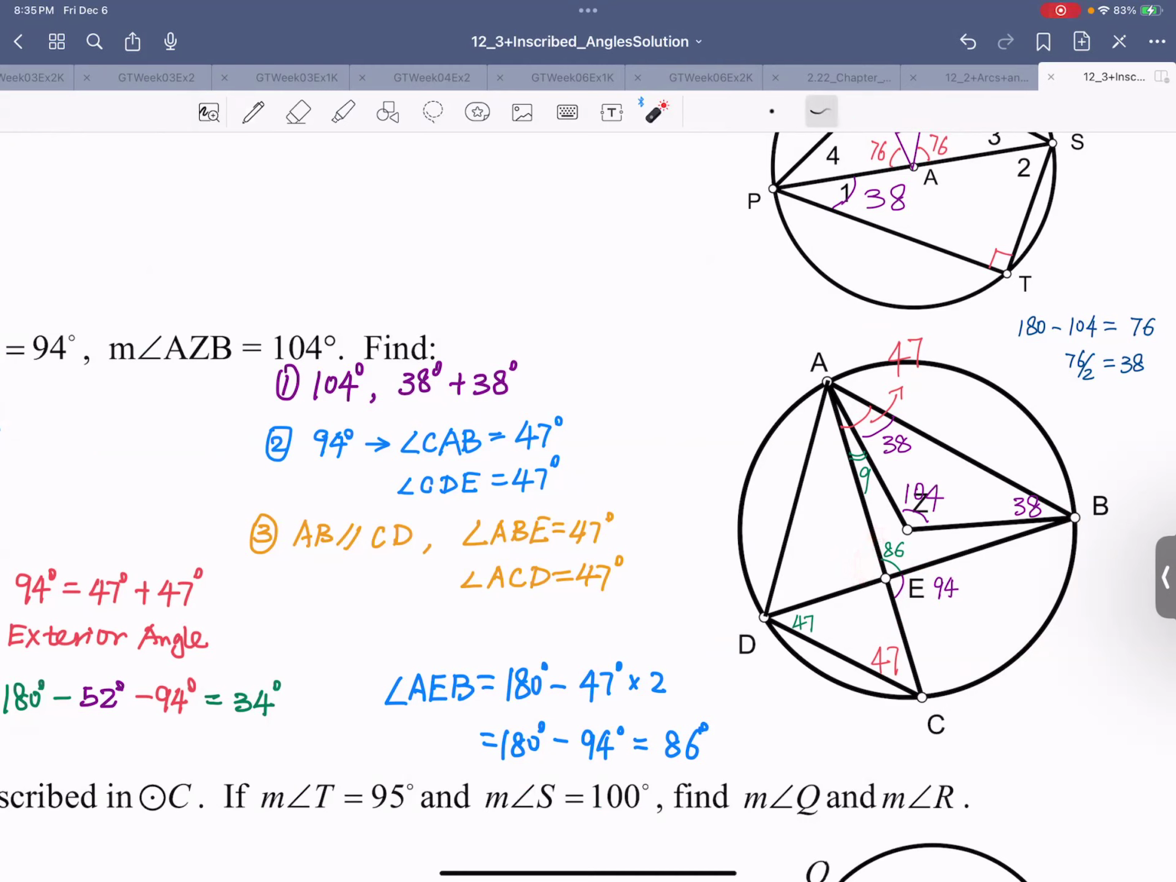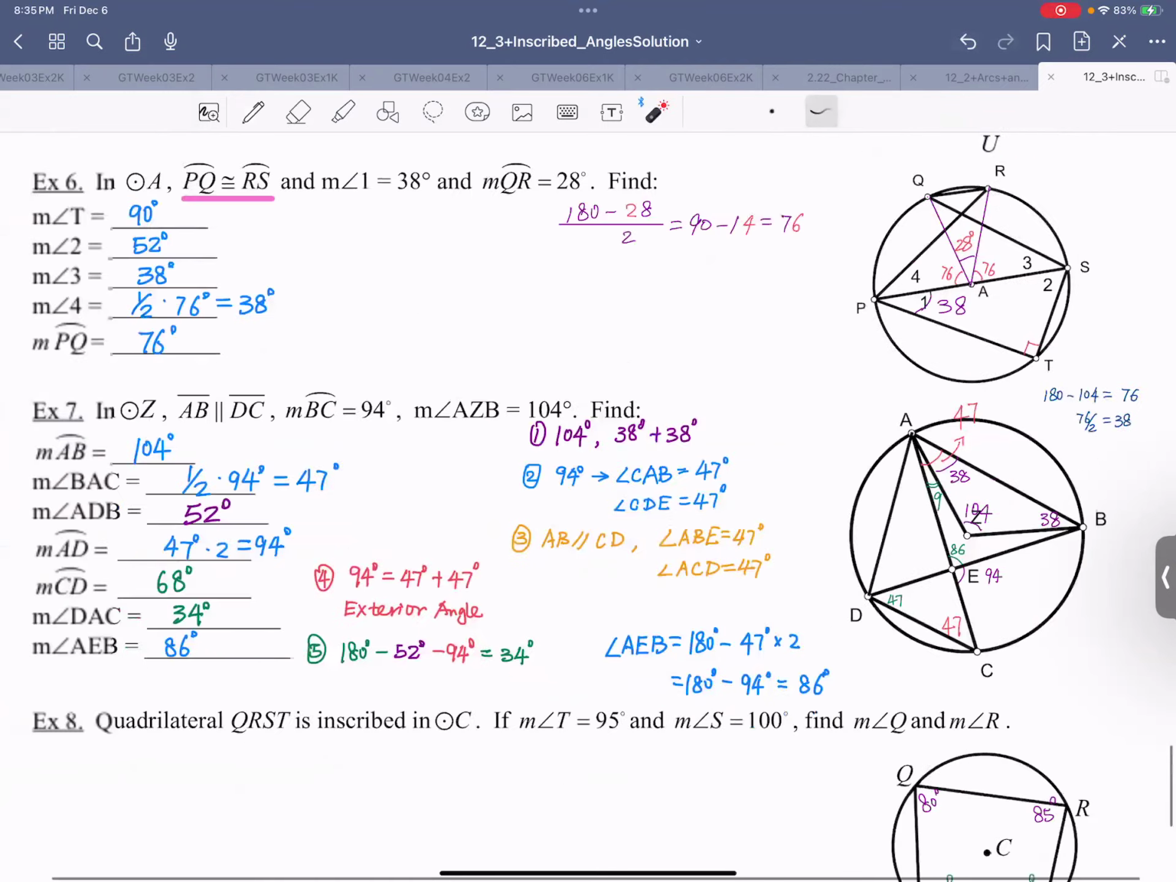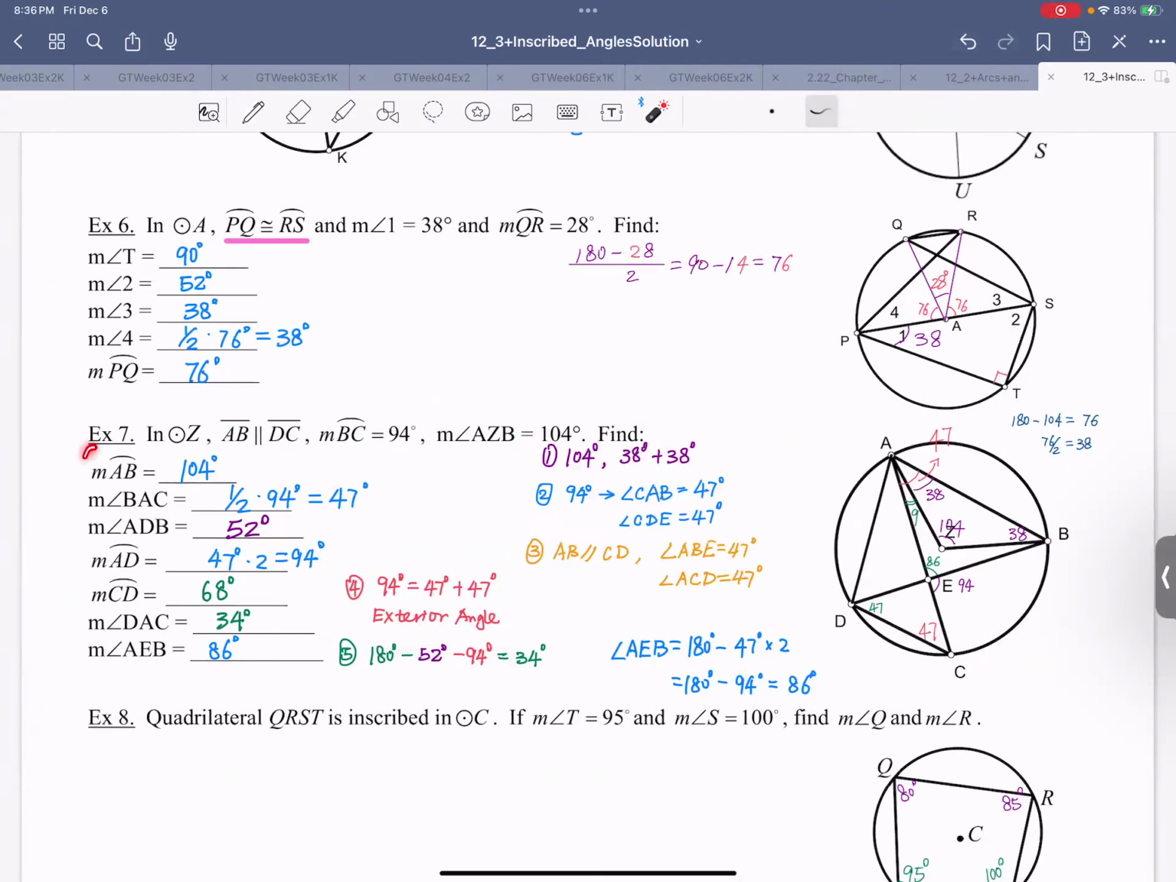Now we are going to check what else. This is also 47, right? And this is 47. And then let's see what is asked. Arc of AB. They ask arc of AB, so we calculate this to be 104. So this is 104. Measurement of BAC. We write down here clearly 47.